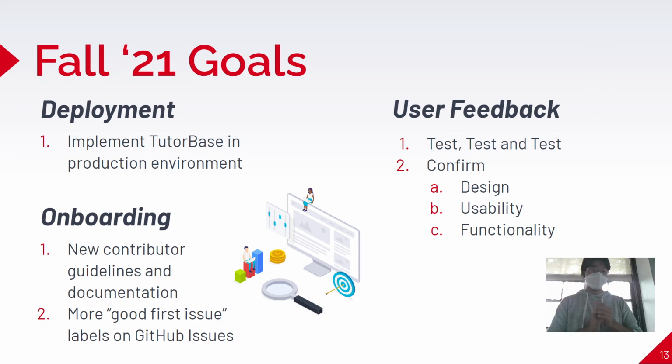We also want to get new contributors and guidelines and documentation. More contributors are always good. And more good first issues labeled on GitHub. So that means any issues that are easy for newcomers to tackle. I had a bunch of new issues that I tackled myself. And we also want to have user feedback. We're going to test a lot, confirm that the design, usability, and functionality are all in working order.